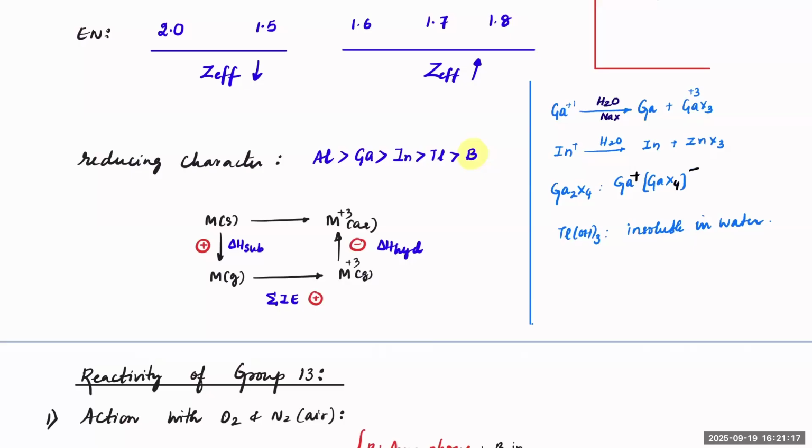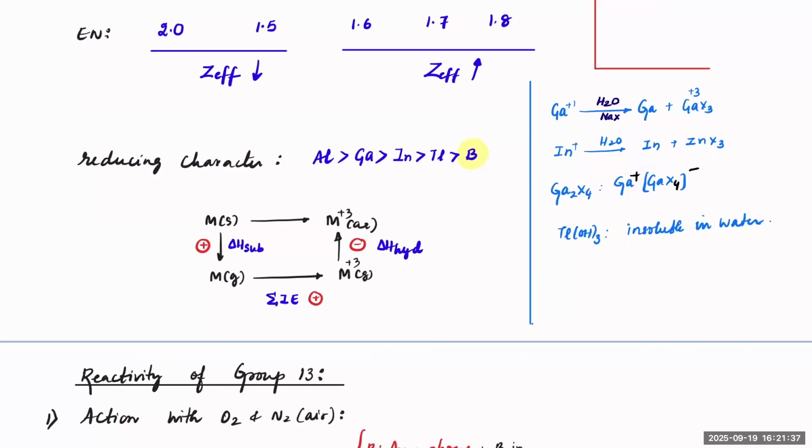Now, gallium +1, on the other hand, if you add it to water, it will undergo disproportionation. So +1 will undergo reduction towards gallium as well as oxidation towards +3. The same happens with indium.